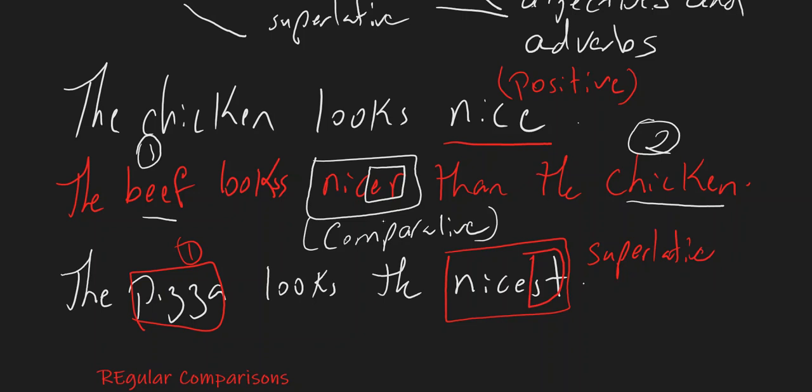So if I'm comparing two things or two people or two ideas, then I'm using here the comparative form of the adjective. I either add an ER or I add more. If I'm comparing more than two, then I use the superlative form of the adjective and I use st at the end of the adjective, or I add most before the adjective.